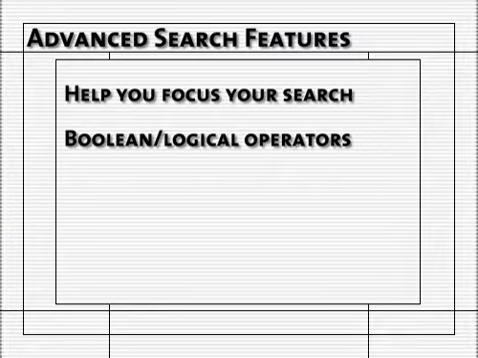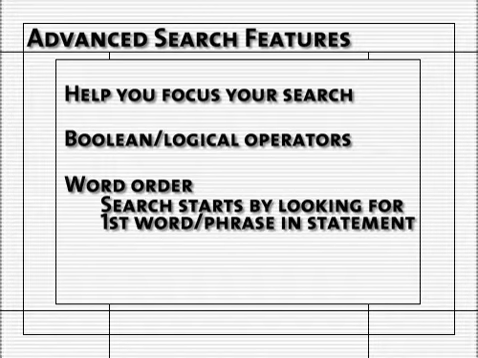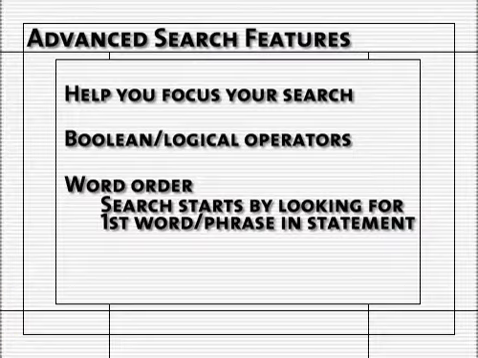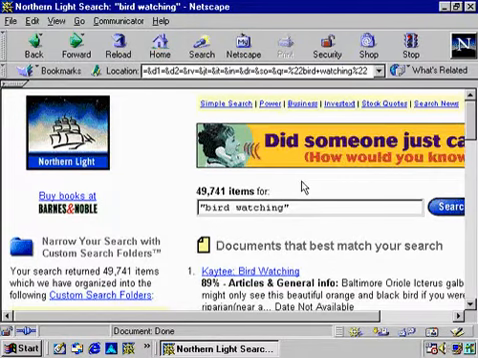Another valuable search feature is word order. A search starts by looking for pages that contain the first word or phrase in the search statement. Putting the most important or the least common word or phrase at the front of the search statement makes it more likely that the most useful pages will display near the top of the search results. Not all search engines use every one of these features, but most search engines use at least some of them. Now let's focus our search.